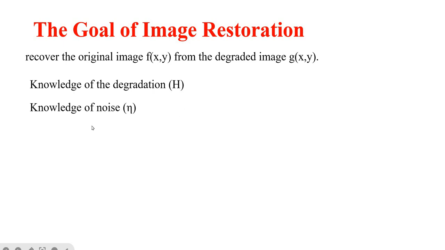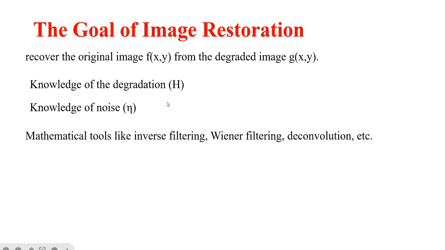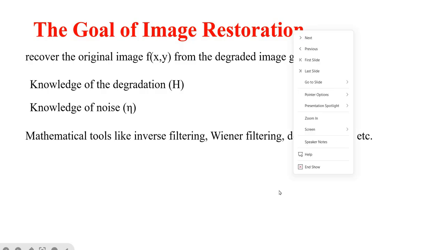Sorry, one more thing I left out. One more thing is the goal of image restoration. The goal of image restoration is to recover the original image f of xy from the degraded image, that is g of x comma y. And for this we must have knowledge about the degradation function. We must have knowledge about the additive noise nu, and mathematical tools like inverse filtering, Wiener filtering, then deconvolution are used.